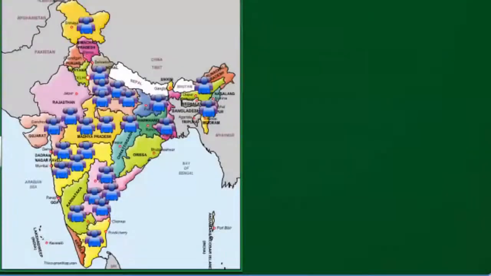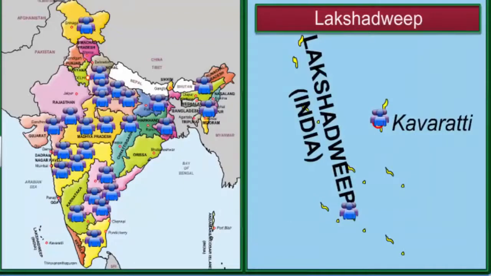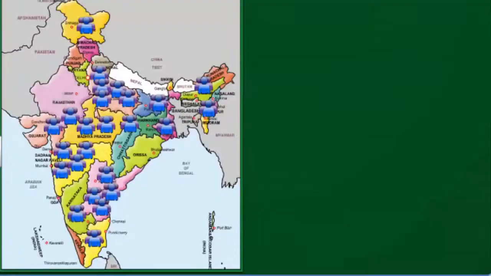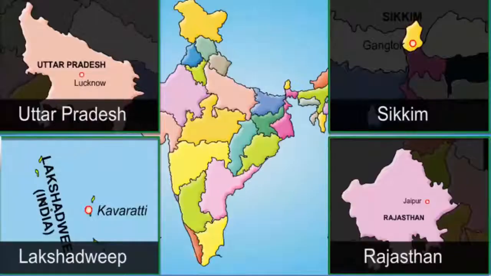On the other hand, the Himalayan state Sikkim has a population of just about 500,000 people. Lakshadweep has only 60,000 people. Rajasthan, the biggest state in terms of area, has only 5.5% of the total population of India. As you can see, the distribution of population is uneven throughout the country.